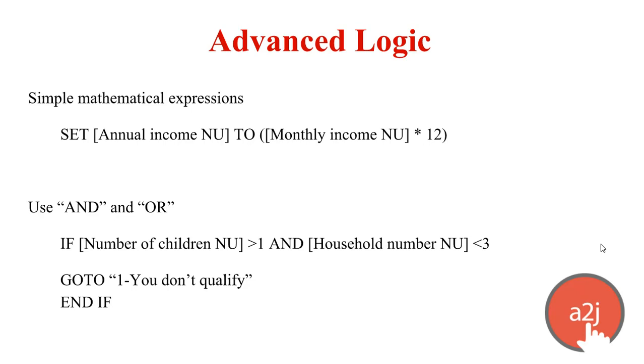You can also use complex logic statements by adding an "and" or "or". So if the number of children NU, the number they tell you they have of children, is greater than 1, and their household size is less than 3, you can take them onto a question like "you don't qualify," or you can set some other variable based on these combined conditions.